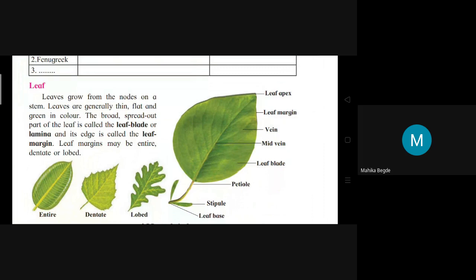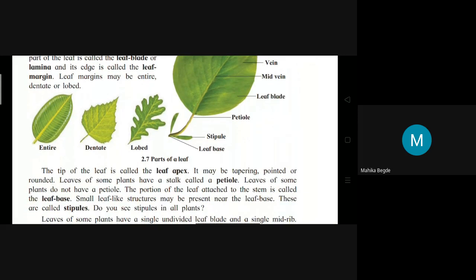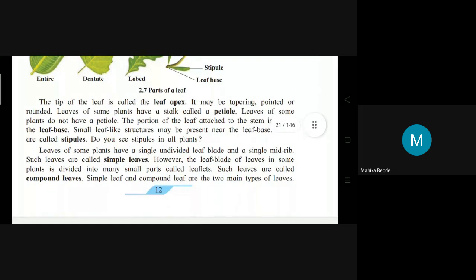Then we have learned about leaf. What are the parts? Leaf apex, leaf margin, vein, midvein, leaf blade, petiole, stipule, and leaf base. The margin of the leaf may be of three types: entire, dentate, and lobed. The tip of the leaf is called leaf apex. That tip may be tapering, pointed, or rounded. Some plants' leaves have a stalk, called petiole. Some leaves do not have the petiole, and the leaf is attached directly to the stem, and that is called the leaf base. Small leaf-like structures may also be present near the leaf base, which are called stipules.